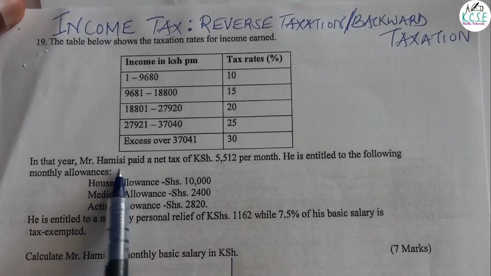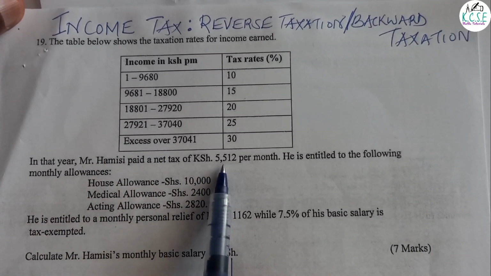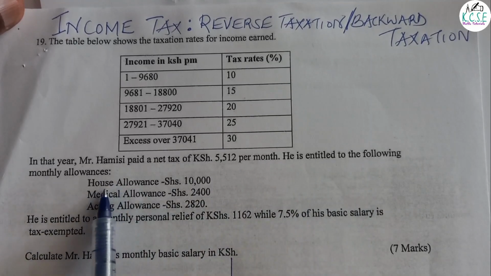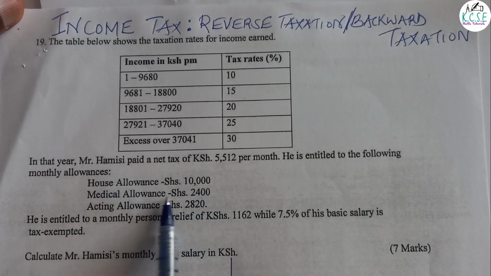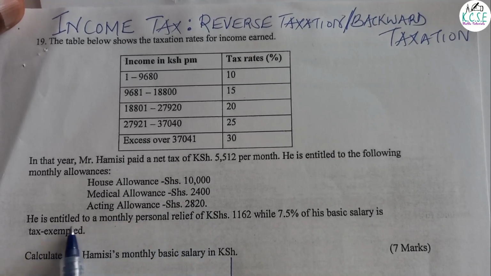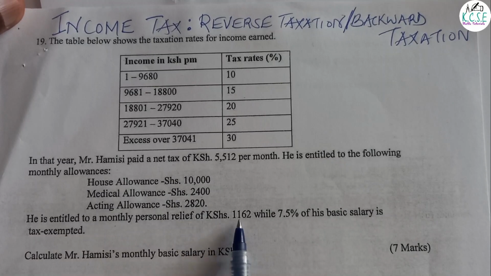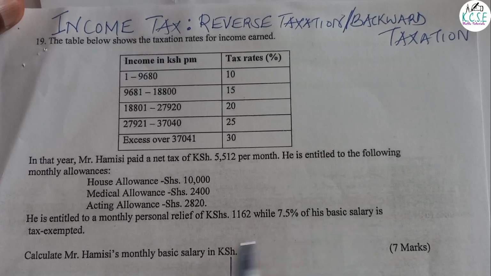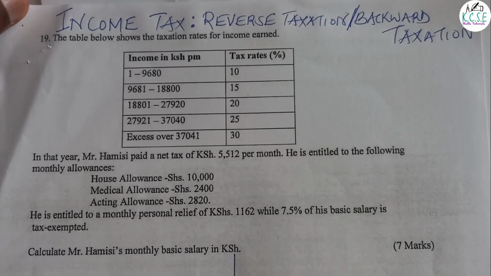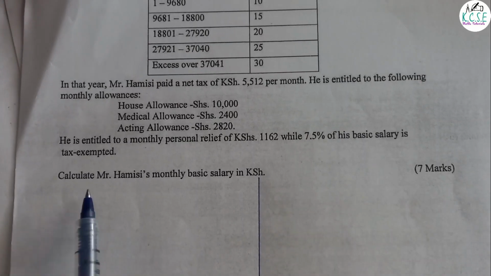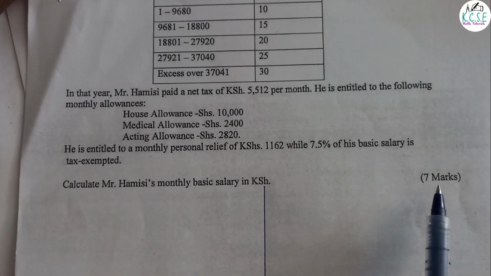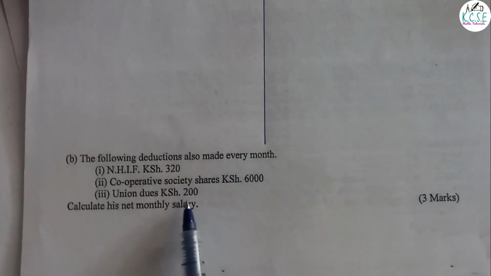In that year, Mr. Hamisi paid a net tax of 5,512 per month. He is entitled to the following monthly allowances: house allowance, 10,000 shillings, medical allowance, 2,400, acting allowance, 2,820. He is entitled to a monthly personal relief of 1,162, while 7.5% of his basic salary is tax exempted. First question: calculate Mr. Hamisi's monthly basic salary in Kenyan shillings. 7 marks.